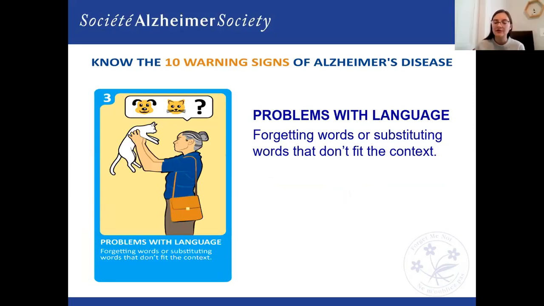The third sign we're going to look at is problems with language. I don't know about you, but sometimes my words just kind of jumble together and I end up making half words and words that don't totally fit the context. But I generally know that and I can go back and correct myself. A person living with dementia may forget simple words or may substitute words that don't make sense and don't realize that they're not making sense. So something like, "I'm looking for that place with the hot and the cold, and you eat," and they mean the kitchen, right? Not being able to find those words.